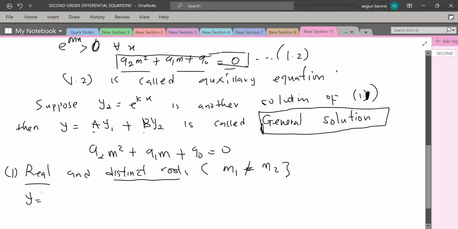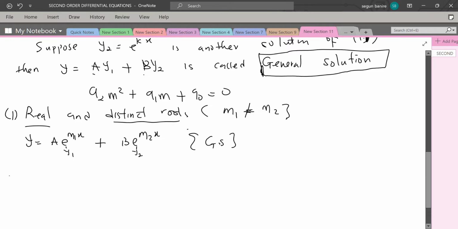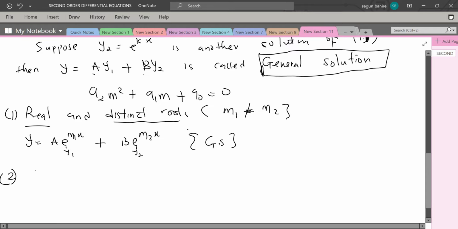If you have distinct roots like this, what will be your general solution? It will be a exponential m1x plus b exponential m2x. This one is your y1, while this other one is your y2. This is your general solution. Remember it whenever you solve the quadratic equation and get real and distinct roots.